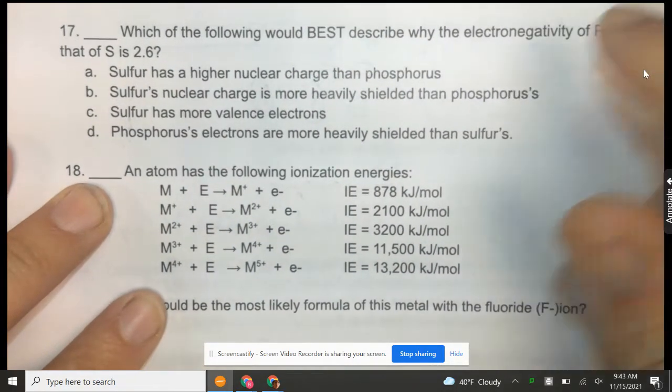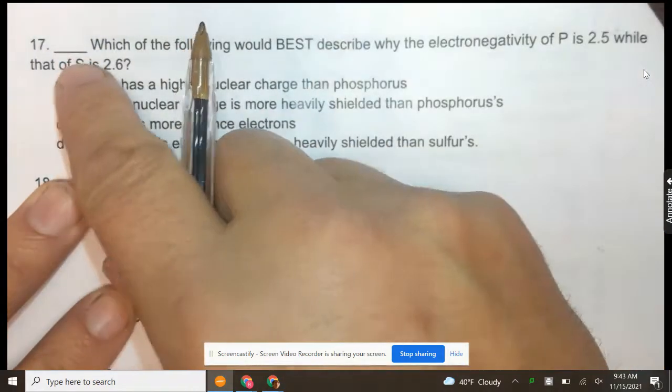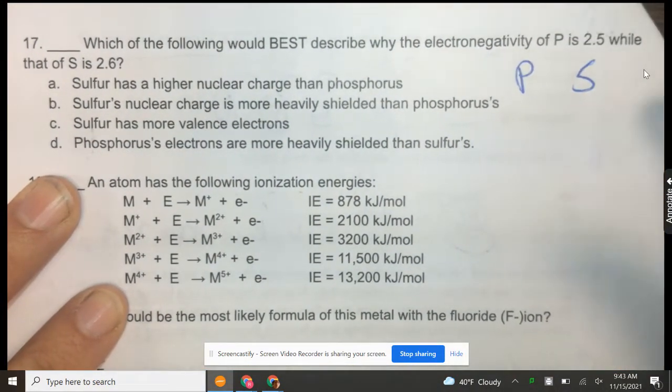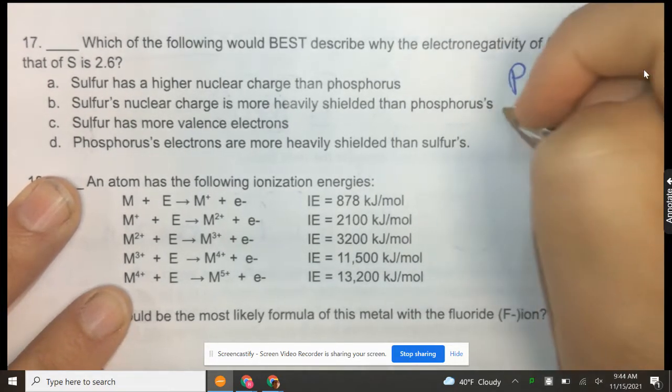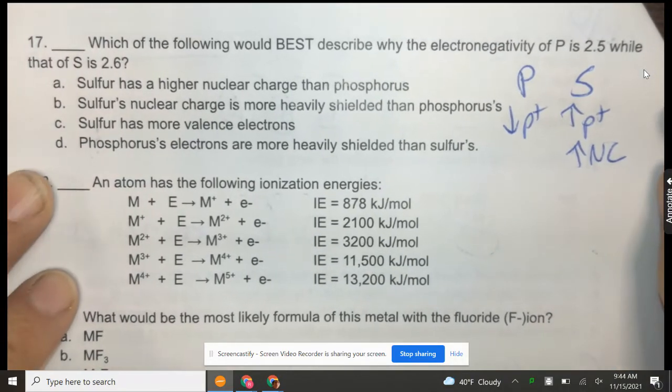Number 17. Why is the electronegativity of phosphorus 2.5 and sulfur 2.6? I write how they are on the periodic table. Same shielding. Sulfur has an extra proton compared to phosphorus, so a higher nuclear charge, a stronger pull.